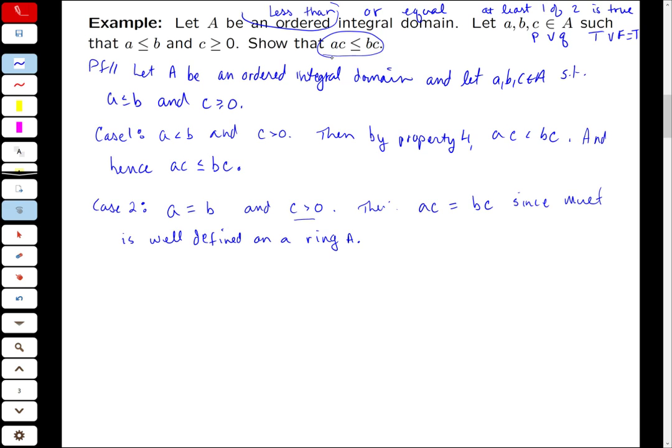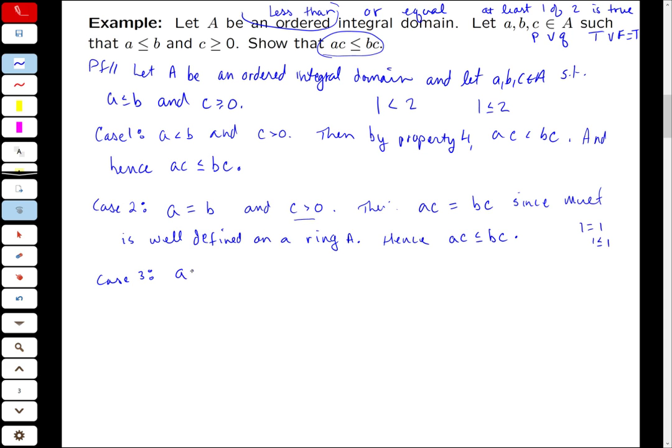So if something satisfies, tell me about this. If 1 is less than 2, is it true that 1 is less than or equal to 2? AC is less than or equal to BC, as desired. Let's look at case 3.